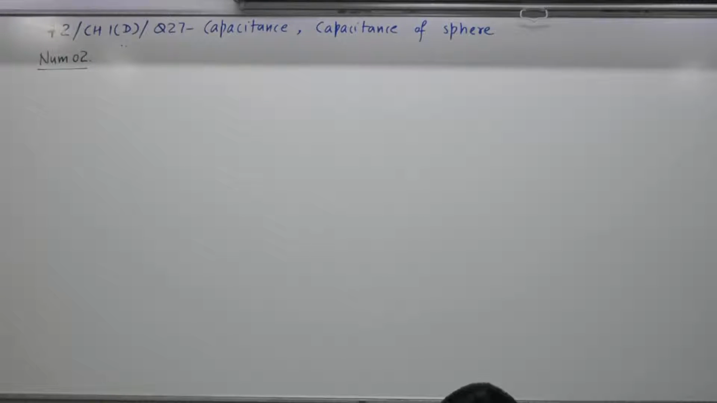Numerical: when electrons equal to Avogadro's number are transferred from one conductor to another, a potential difference of 10 to the power 6 volt appears between them. Calculate the capacity of the system of two conductors. Two minutes with you to write what is given, what is required.